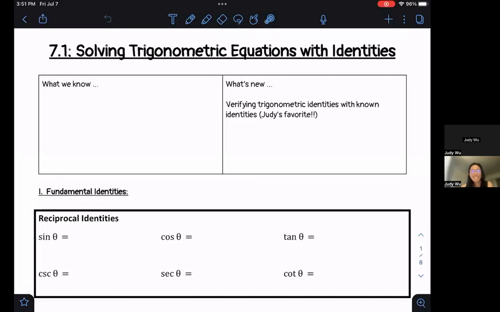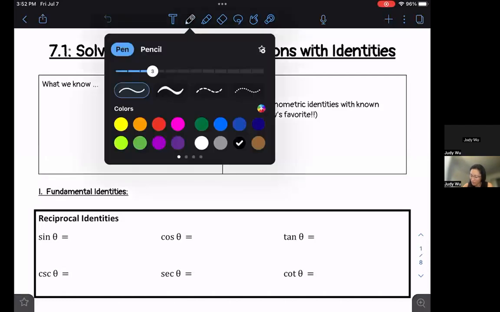Hi, folks. Welcome to 7.1, Solving Trigonometric Equations with Identities. In this video, we are going to talk a lot about some fundamental identities that come up a lot, not just in our course, but in the future math courses that you'll be taking. So let's start with what we know from chapters 5 and 6, all right?